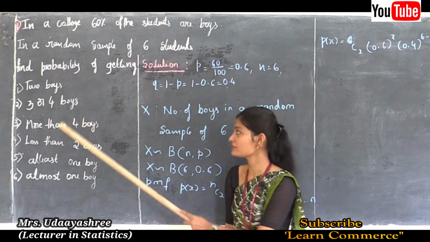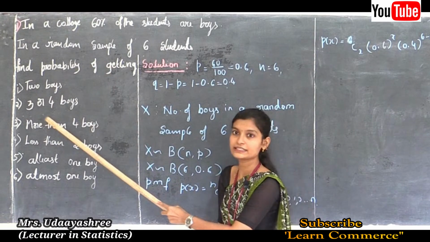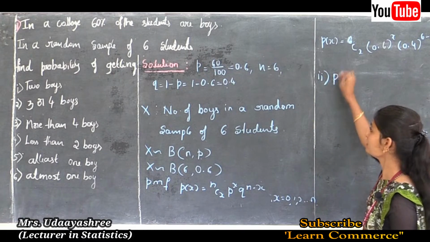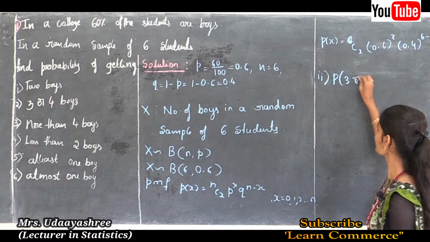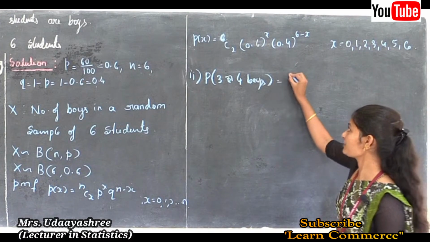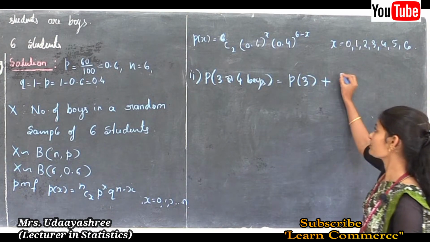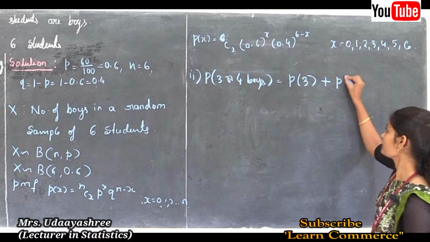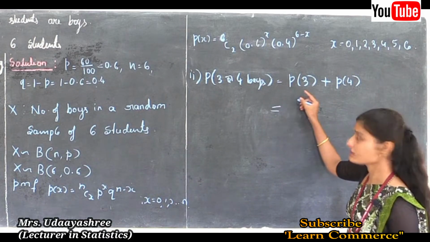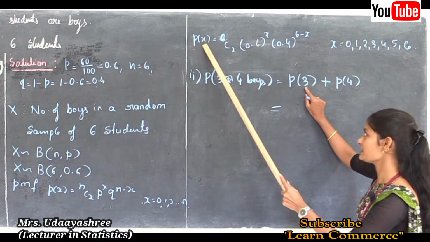Next, let us move to the second sub question, that is 3 or 4 boys, that is the probability of getting 3 or 4 boys. This we can write as probability of 3, here 'or' in terms of plus. So, probability of 3 or 4 is P of 3 plus P of 4. This is equal to, first we have to calculate P of 3. So, here in the place of x, here 3 is there.